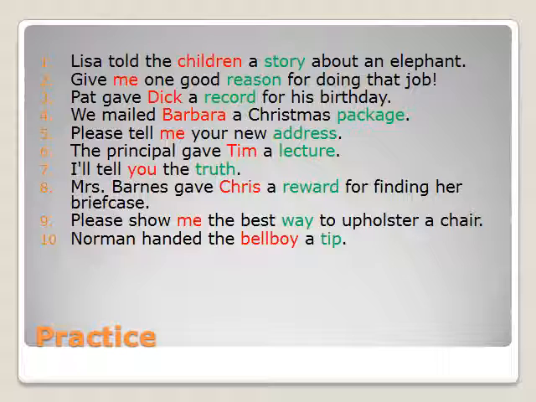We need to find the direct object first. We take the subject, Pat, plus the verb, gave, and then add what? Pat gave what? And the answer to that is a record. And who got the record? Dick is the indirect object. So number 4, same thing. Subject is we, verb is mailed. We mailed what? And the answer is a package. Who got the package? Barbara.